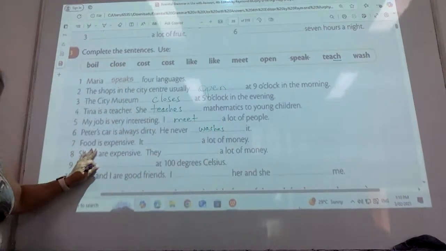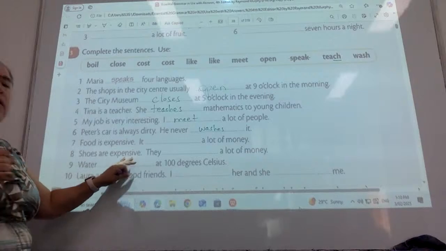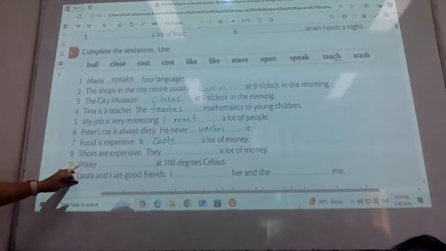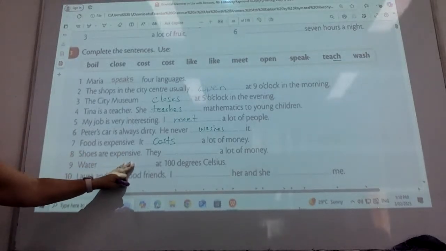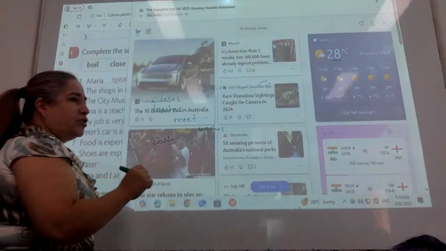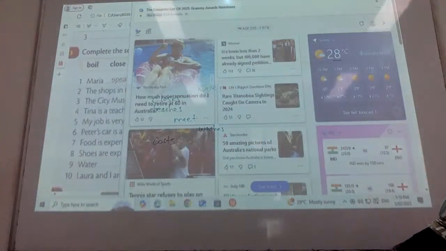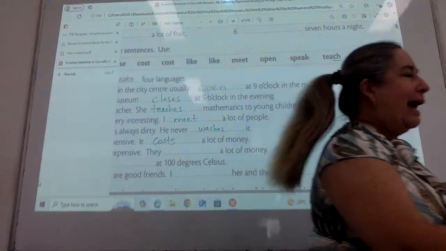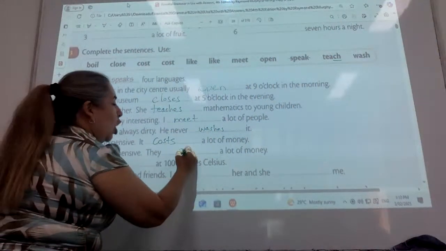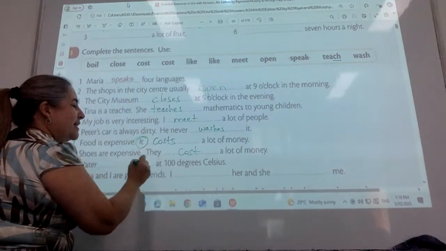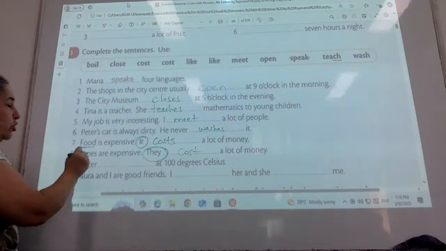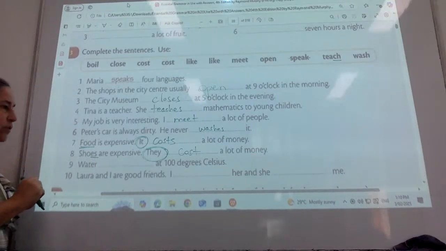Robbie, food is expensive. It costs a lot of money. Good. Danny, shoes are expensive. They cost. And it's just cost. Sorry. It is just cost because we have it and we have they. It, because food is uncountable. Shoes too, countable.